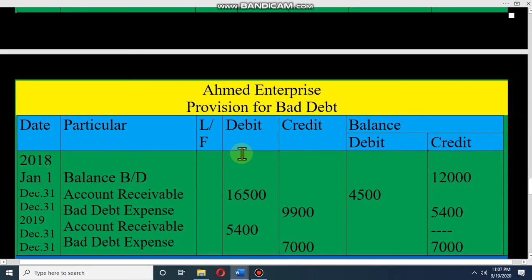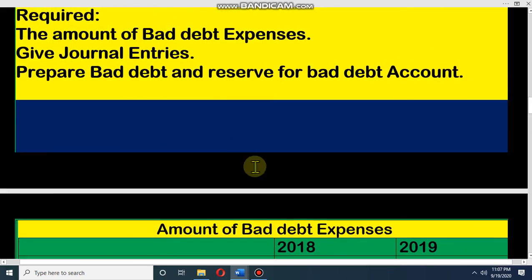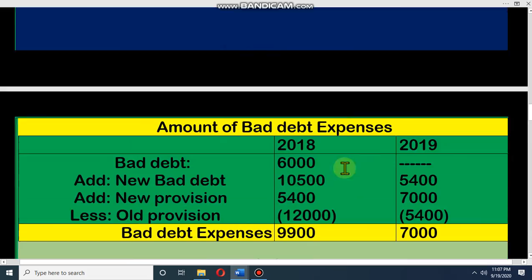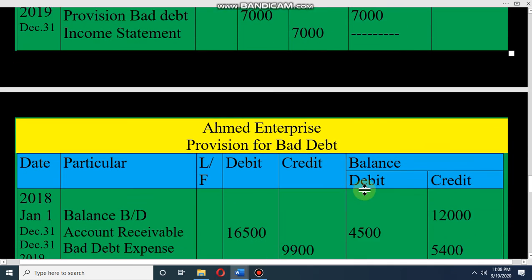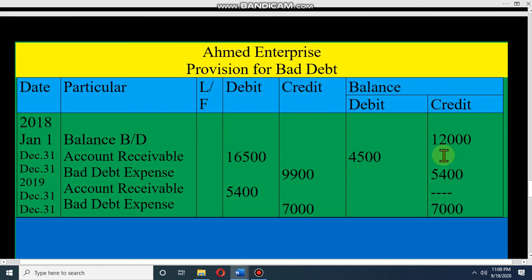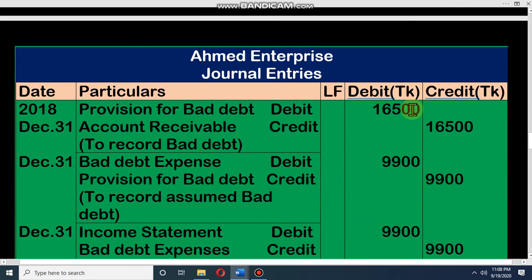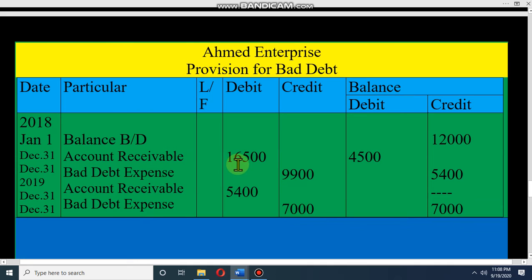Then the provision for bad debt account. Here we have an opening balance. Look at the question: the opening balance of provision for bad debt is 12,000. So at first you have to write the opening balance, 12,000. It is a credit balance; the provision account always shows a credit balance. Then from the journal, for the first year 2018, provision account debit 16,500, then provision account credit 9,900. Look at the math: provision account debit 16,500, provision account credit 9,900.